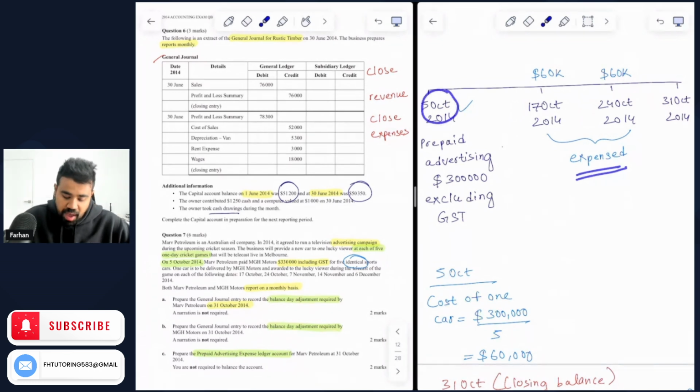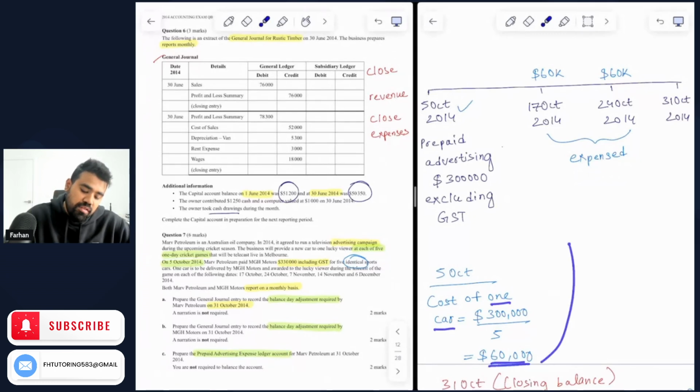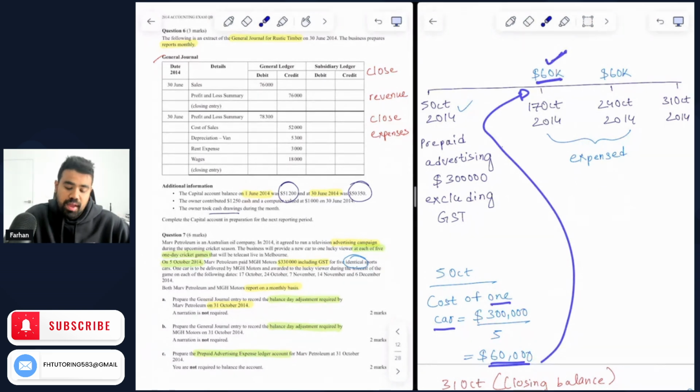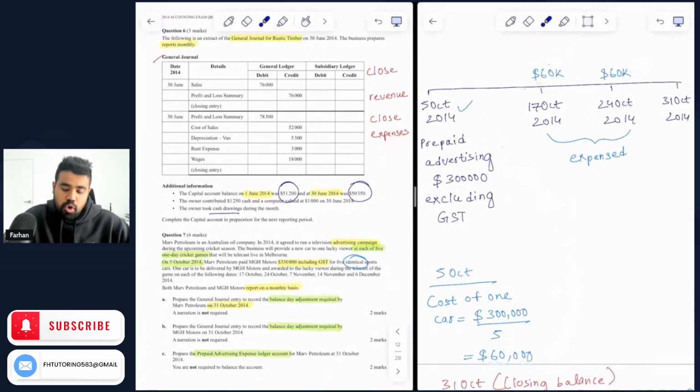Given that we understand that the cost of one car is $60,000, this means during the first game on the 17th of October, we will expense $60,000 in advertising. And again, on 24th of October 2014, during the second game, we'll expense another $60,000 in advertising. And 31st October 2014 here highlights the end of the reporting period.